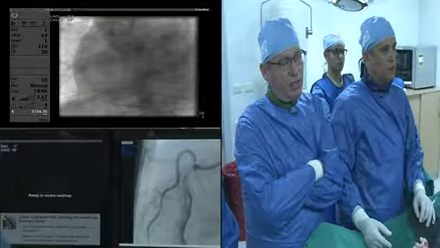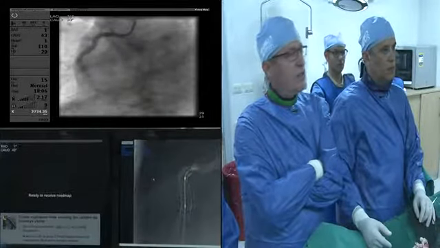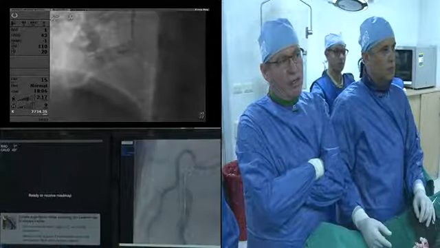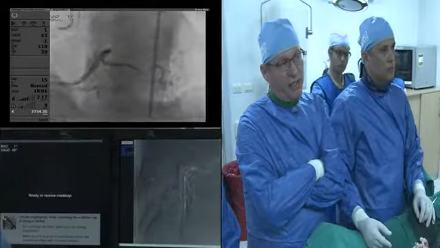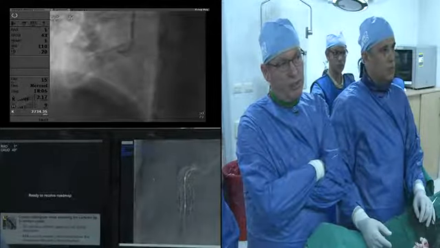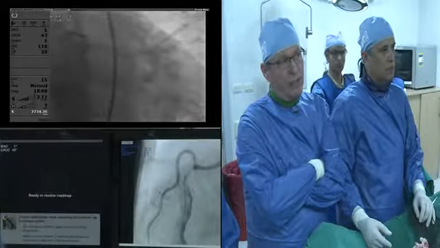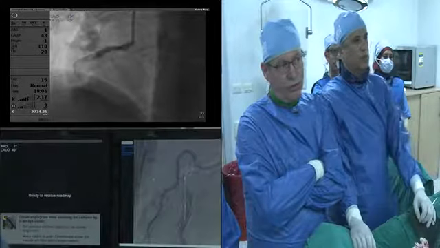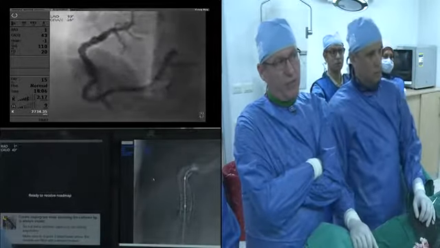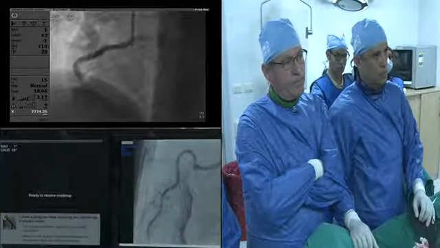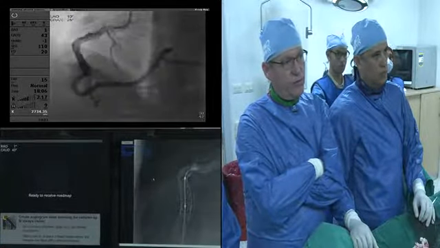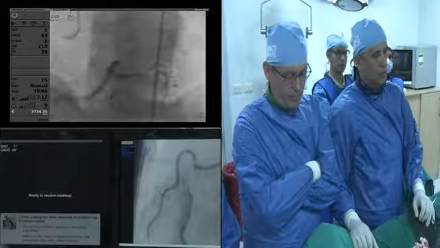proximal LAD. And you can see now some aneurysm in the proximal part of RCA that was visible from the beginning, but it's impossible to dilate the stent into the aneurysm, short aneurysm. So we are very happy with this result from the right. And now we are approaching the left coronary system.